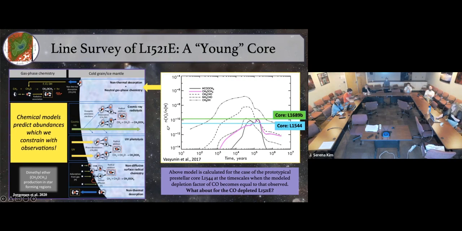There is a chemical model specifically for this type of reaction that has actually reproduced abundances pretty well. So that's what this y-axis is, abundance, and time in years on the x-axis. Dimethyl ether is this pink line. And this model, again, specifically for that very evolved core L1544, reproduced abundances pretty well, also for other cores as well. But this was a model done specifically for the density and for the CO depletion factor that L1544 is in. But what about for L1521E?